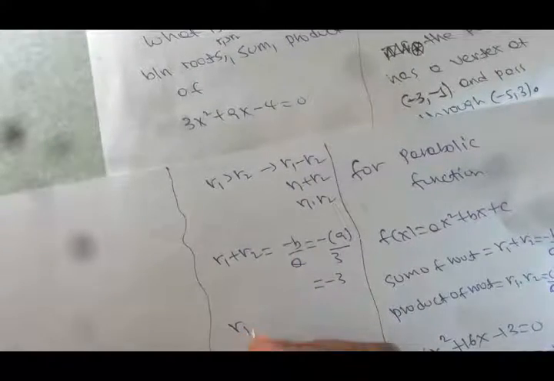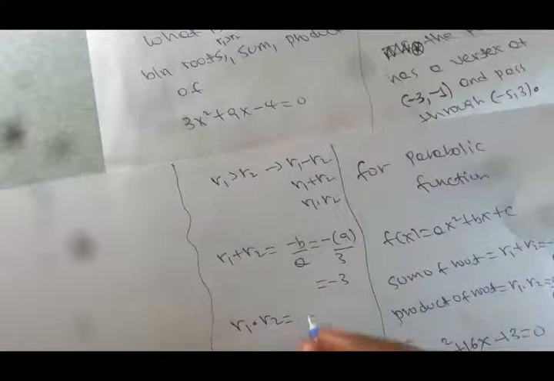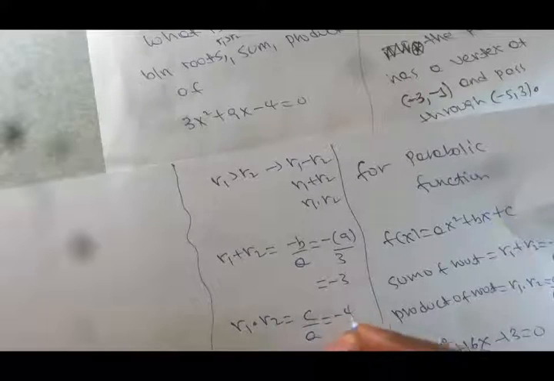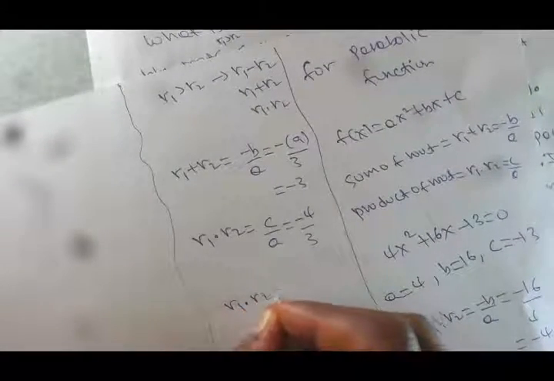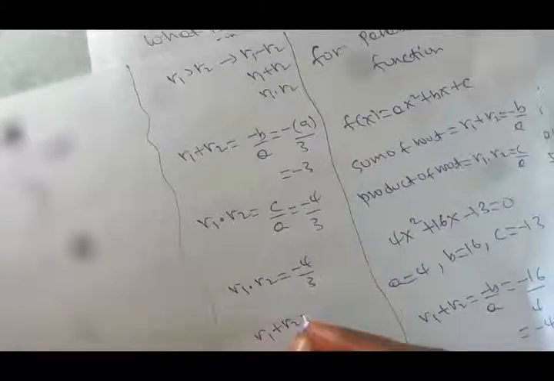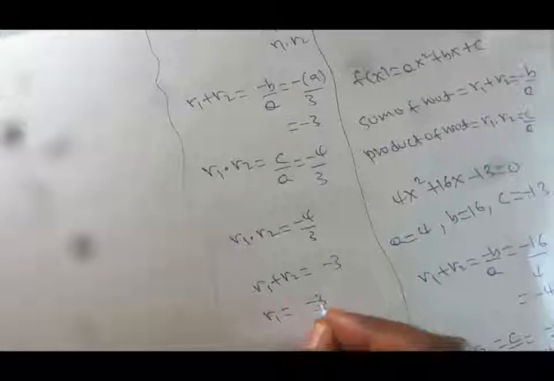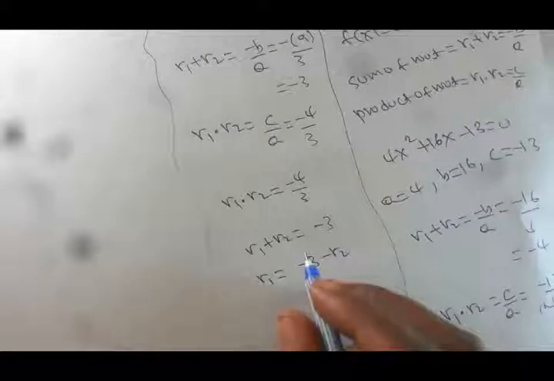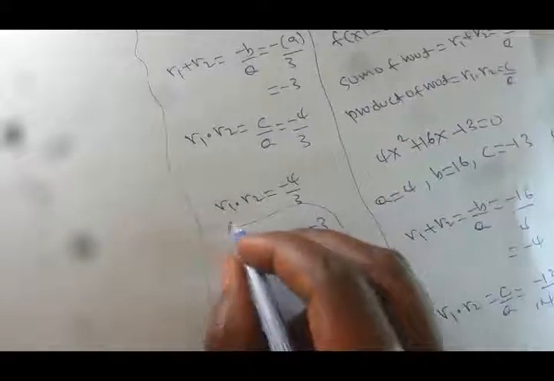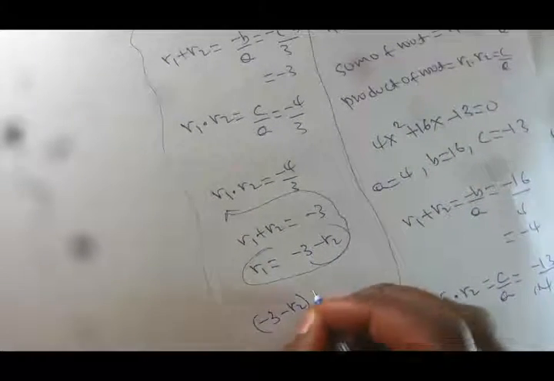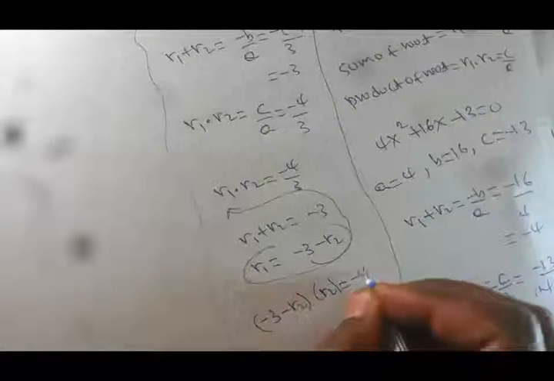And r1 times r2 is equal to c over a. The value of c is minus 4. The value of a is 3. Therefore, r1 times r2 is equal to minus 4 over 3, and r1 plus r2 is equal to minus 3. Therefore, let's say r1 is equal to minus 3 minus r2. In terms of r1, we will insert negative 3 minus r2. Minus 3 minus r2, times r2, is equal to minus 4 over 3.